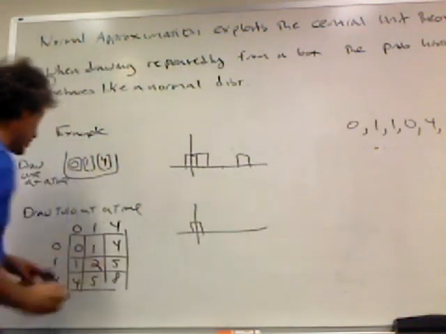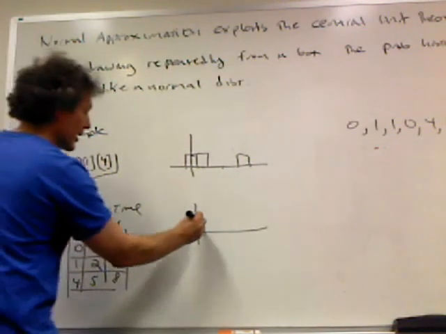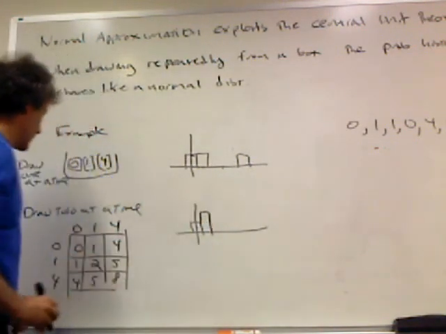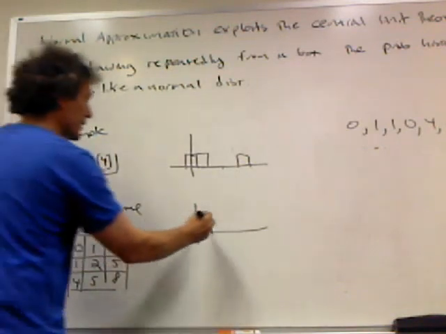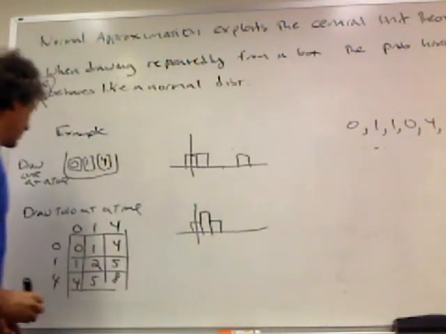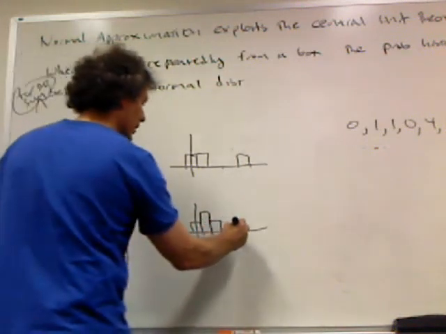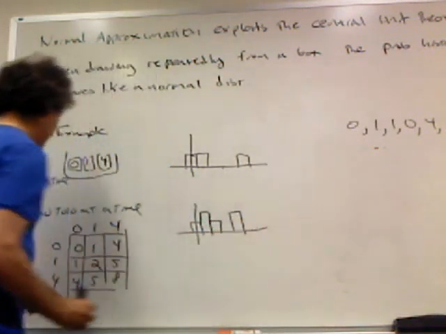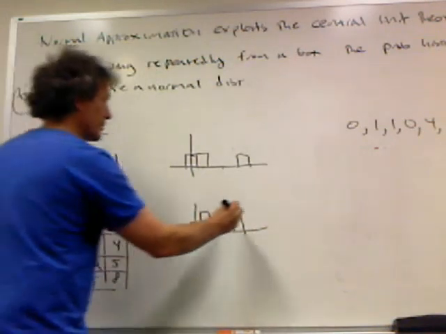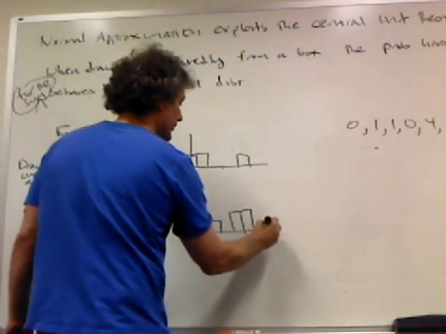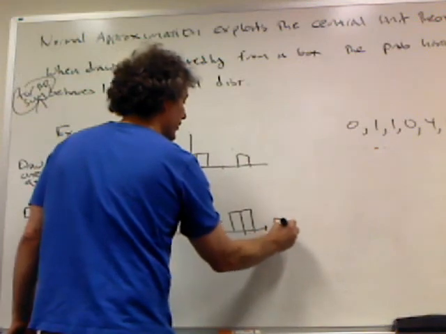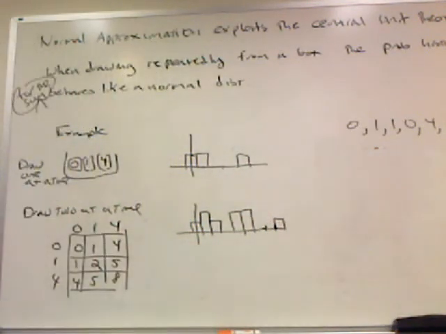0 will be 1 out of 9 chance. 1 will be 2 out of 9 chance. 2 will be 1 out of 9 again. 3 is still 0, but 4 is going to be 2 out of 9 again. 5 will be 2 out of 9. And then 6, 7, and 8 will be 1 out of 9 chance. So the histogram is going to look something like that for a sum of 2.